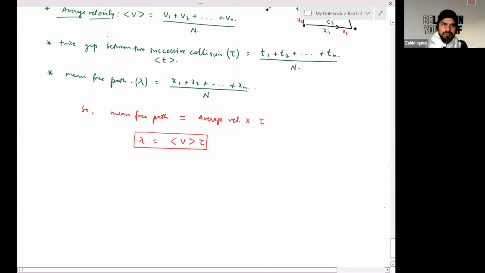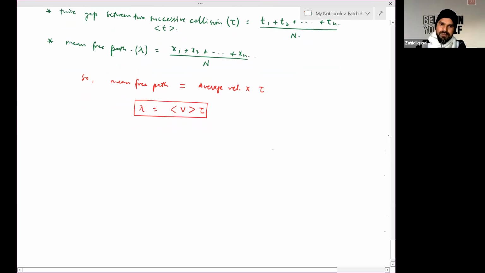Okay, we have defined a relationship between mean free path, average velocity, and relaxation time or time gap between two successive collisions. So we have to derive a relationship for this mean free path for the whole volume.